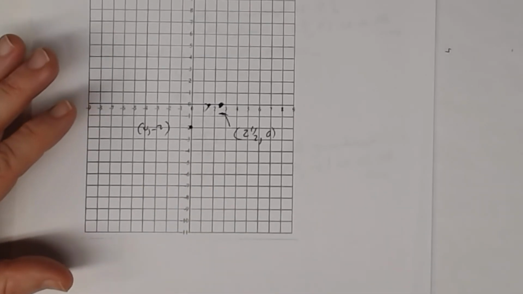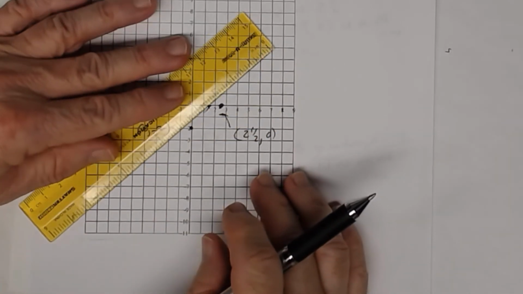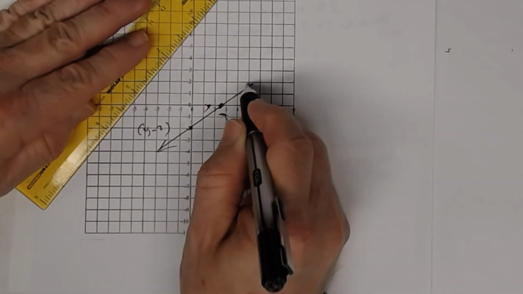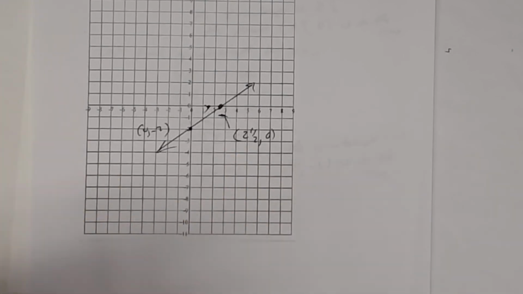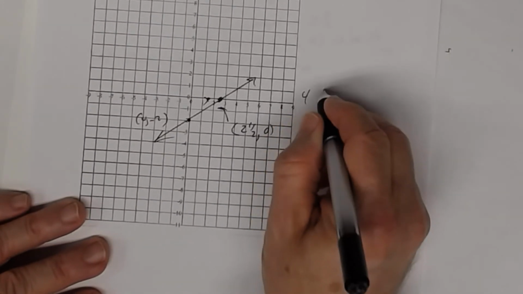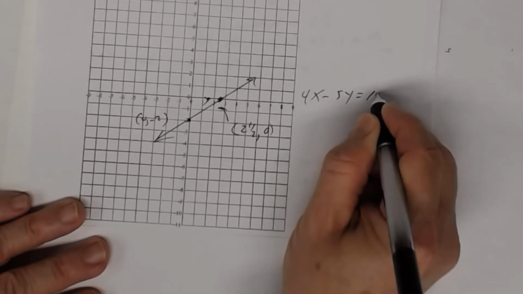And then you just draw your line that goes through those intercepts, and there's the graph. Okay, but don't forget to draw your 2 arrows. And so that's the equation of the line, 4x minus 5y equal 10.